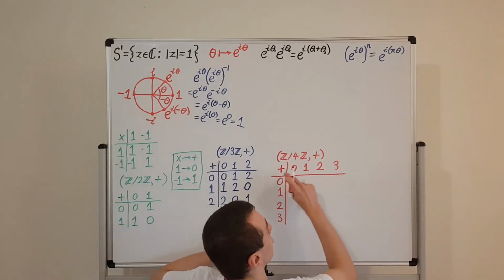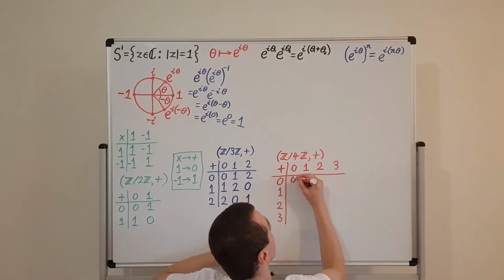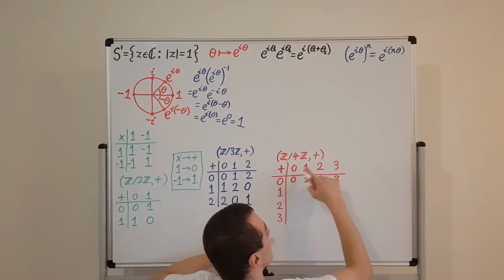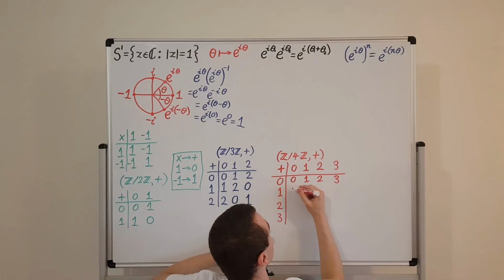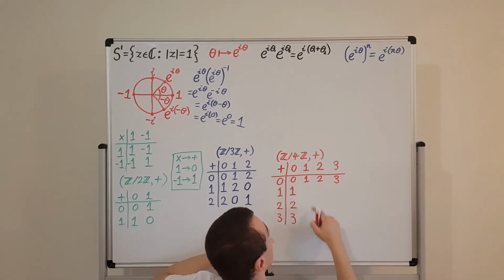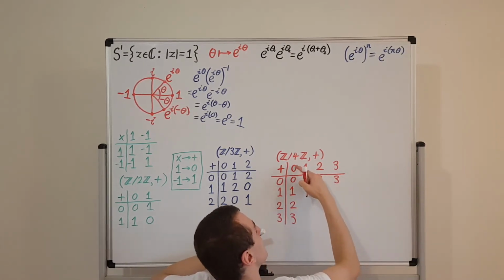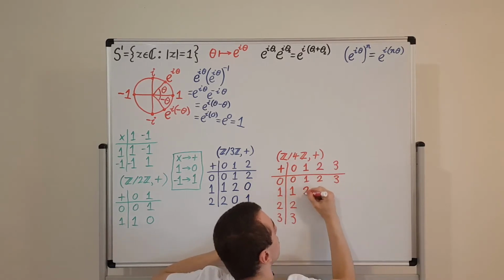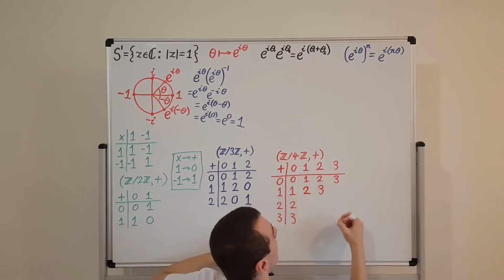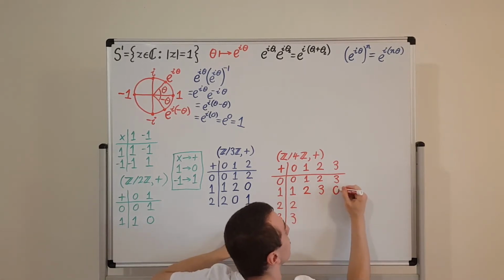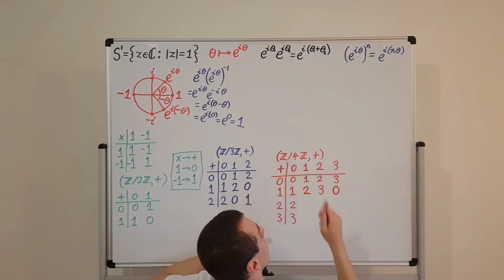If we add 0 to all of these guys, we're going to have 0, 1, 2, and 3. So it's the same as the header. And we're also going to have that property over here. We're going to have 0, 1, 2, and 3. Now, what happens when we add 1 to all of these elements? Well, here we're going to have 0 plus 1. That's going to give us 1. 1 plus 1, that's 2. Then we're going to have 3. But then 3 plus 1 is 4. And 4 is the same as 0 when we're dealing with mod 4.